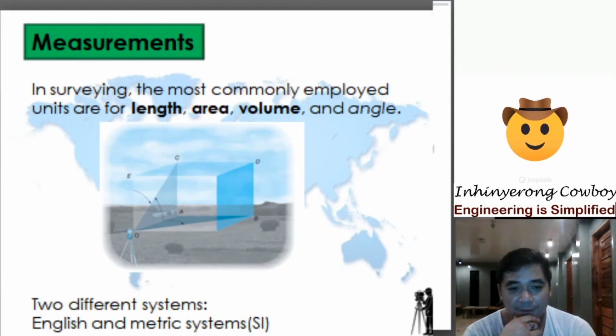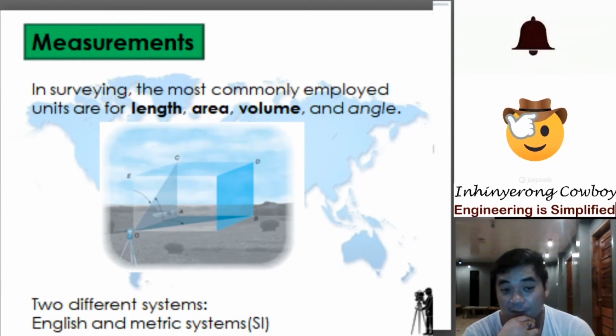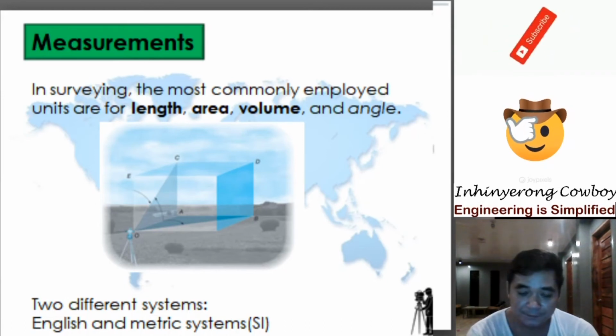So for area, we'll be using square meter, square kilometer. For English, square feet, square inches. And volume, the same, cubic. We will be using cubic meter, cubic feet, cubic inches. And for angle, we will be using degrees or radians. Then for measurement, we have two different systems. So we have English and metric systems. The metric system is also known as the SI units.